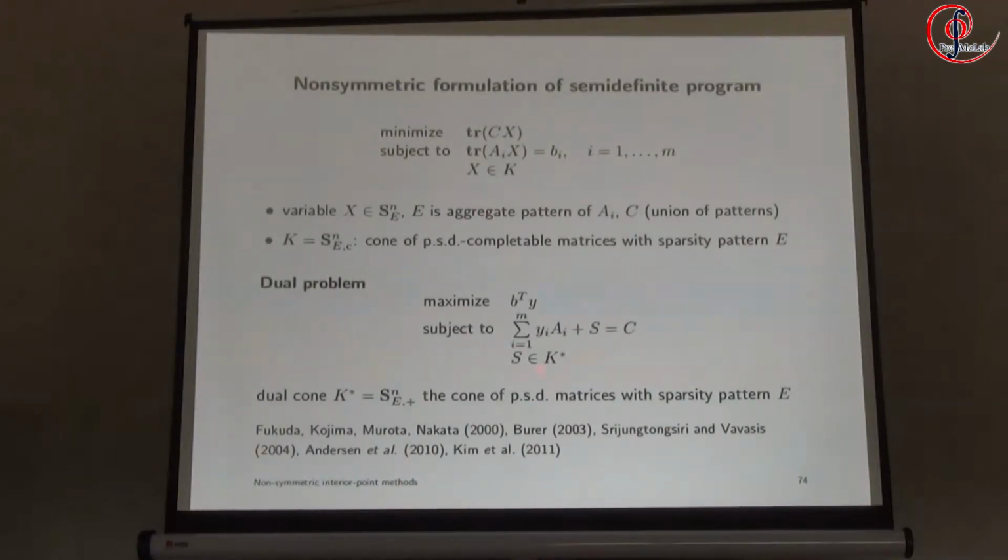For the dual, you get something similar for the dual conic LP, but the cone is the dual cone of K. In our case, we've seen that's the cone of positive semi-definite matrices with that pattern. So you can actually solve the problem as a pair of conic linear optimization problems, but with a pair of not self-dual and non-symmetric cones: the positive semi-definite completable cone and the positive semi-definite cone. And this is an approach that has been studied for some time. It was first proposed by Fukuda and others in 2000, and then there have been several papers on this.